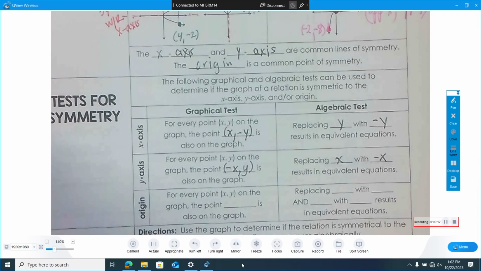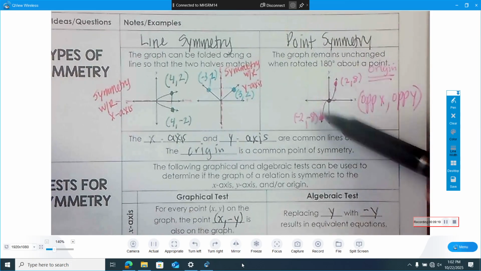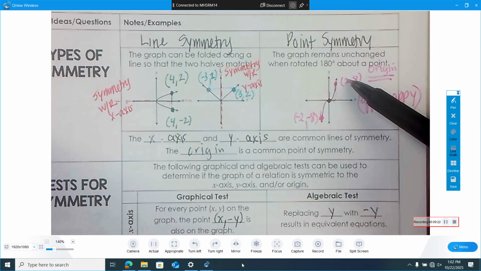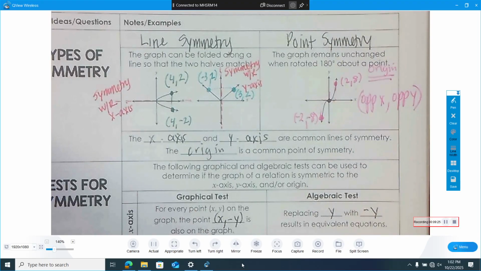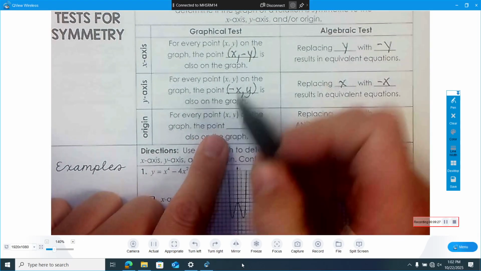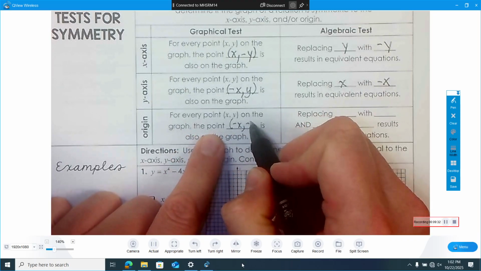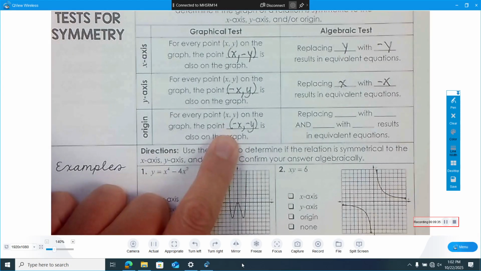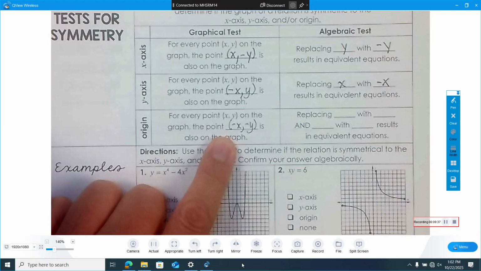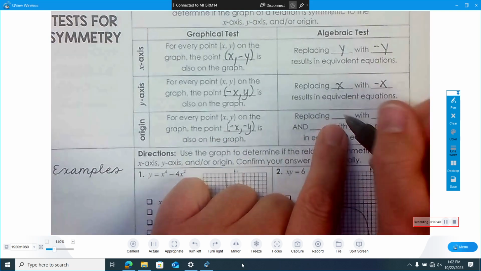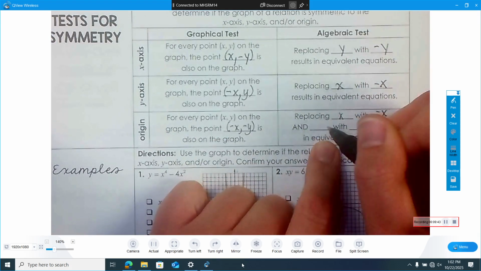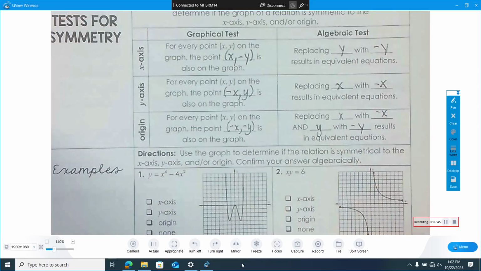Okay. For origin, when we look at our origin symmetry here, everything was opposite. The x's turned opposite and the y's turned opposite. So for the origin, any (x, y) point gets rotated and becomes the opposite x and the opposite y, (-x, -y). And so again, if we wanted to prove it, we would replace x with negative x and y with negative y, and then we'll do the math, clean it up, and see, do we get the same thing we started with, okay? So we're going to do both of those things.